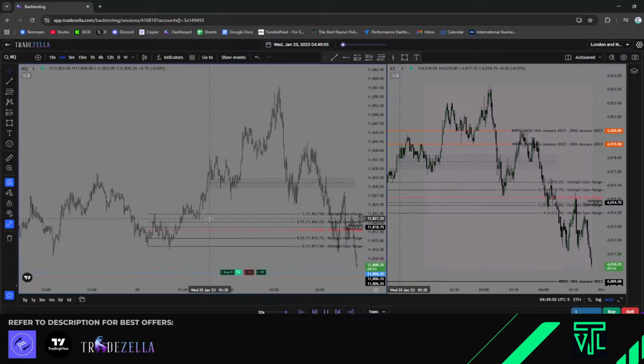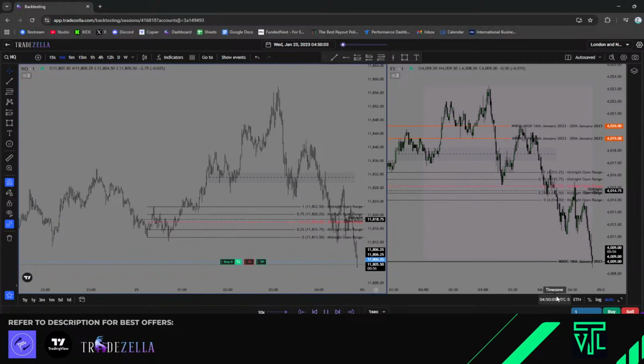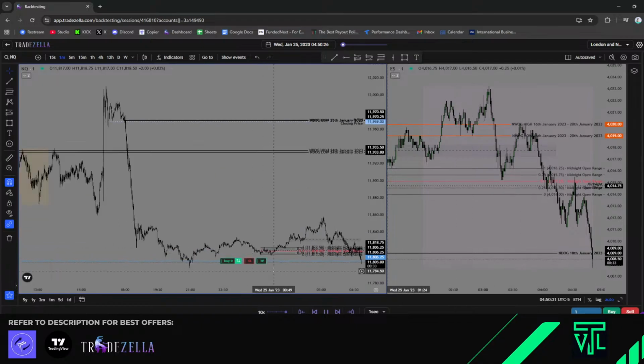So yeah. Anyways, guys, 2 wins in the London session. Won't be trading anymore. We have only got 10 minutes in the London session, anyways. Here it is about to make lower low for the day.